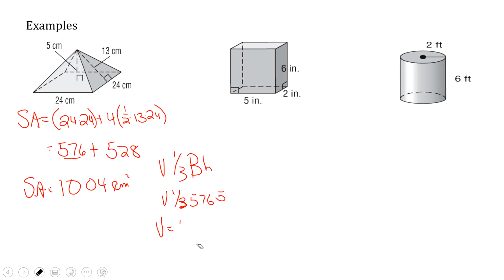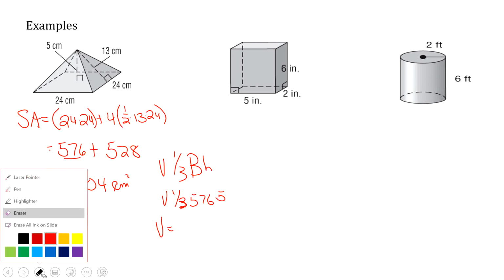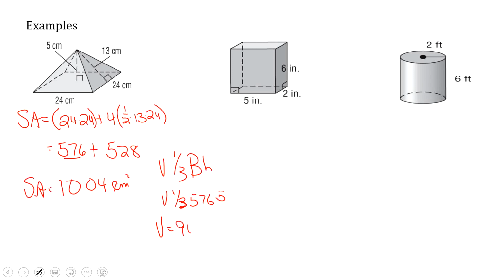It works out to 576 times 5 divided by 3 is 960. So it's 960 centimeters cubed. Does that make sense? Okay.